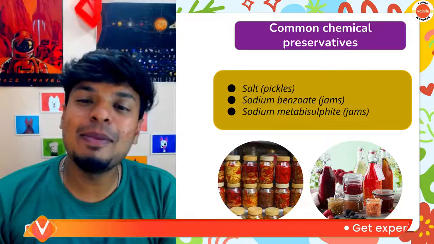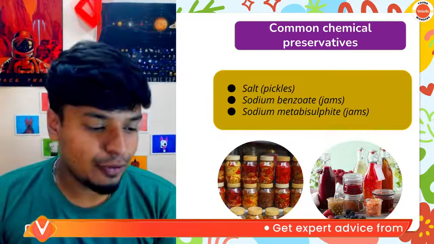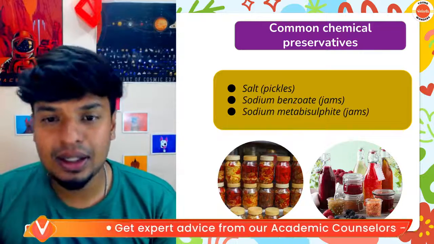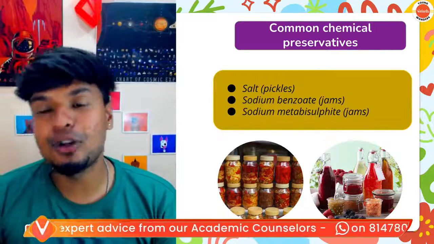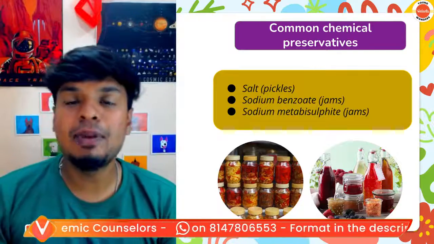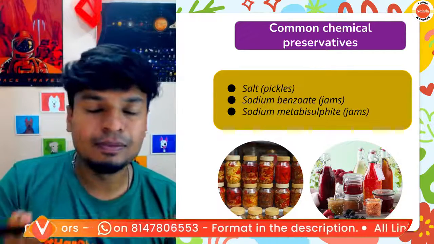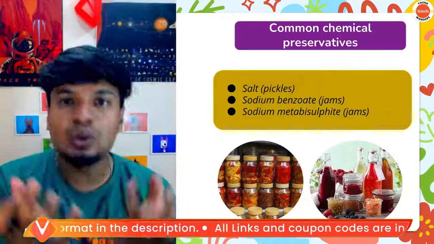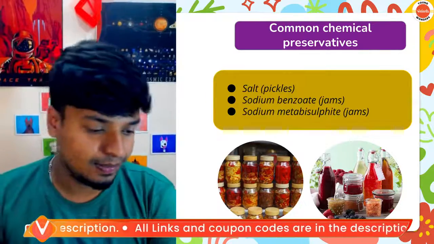Common chemical preservatives: we have salt, which we use for pickles. We have sodium benzoate and sodium metabisulfite for jams, you can see it. How does smoking work? For example, we have this grill barbecue, right? Same way, if you smoke it, it basically burns the outer layer and kills the microorganisms. Okay, Avantika?